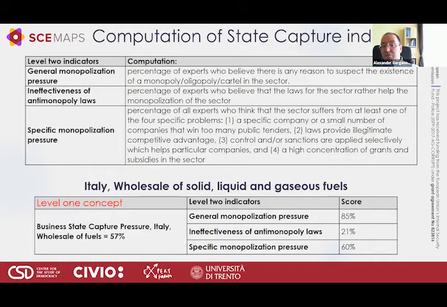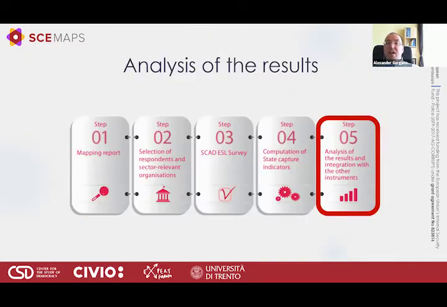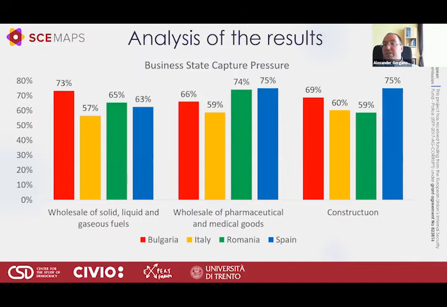And if you notice here, we start bottom up. We started from the level 3 indicators computation, which are basically the percentage of answers to a particular question. And then a simple formula is applied to compute the higher level indicator. In the analysis, we move the other way, top down. We start with the highest level concept here, for example, the business state capture pressure, which is not very informative because it is very general. It provides some general insight into what's going on.